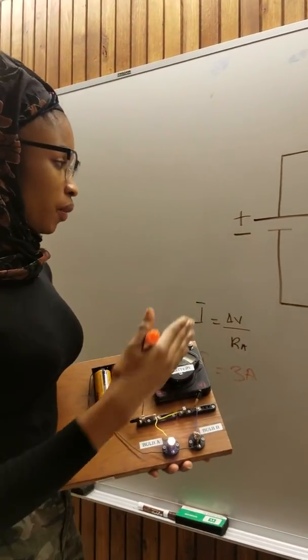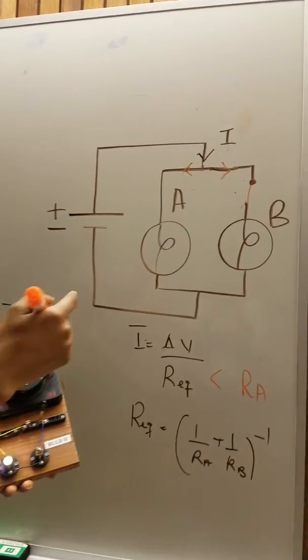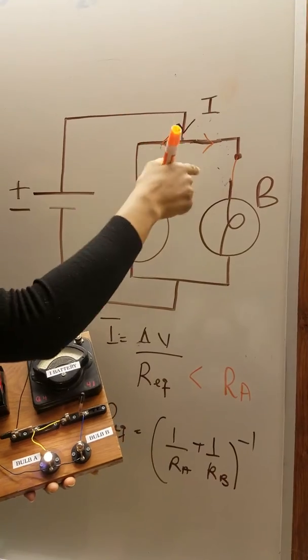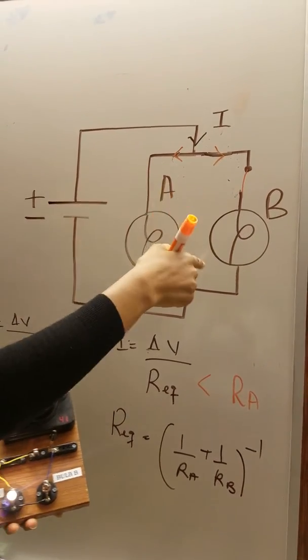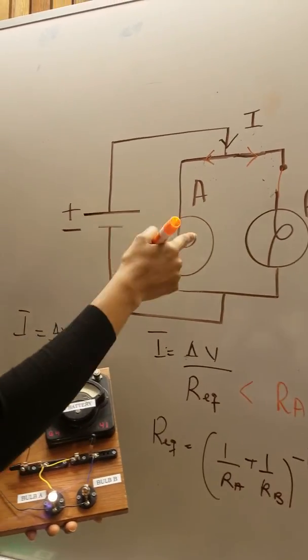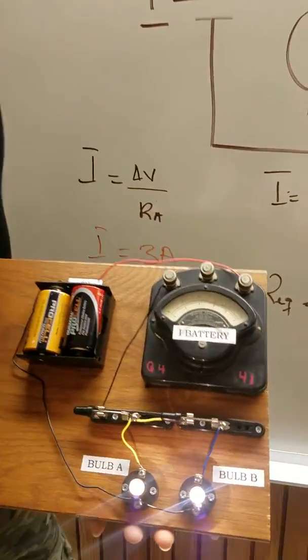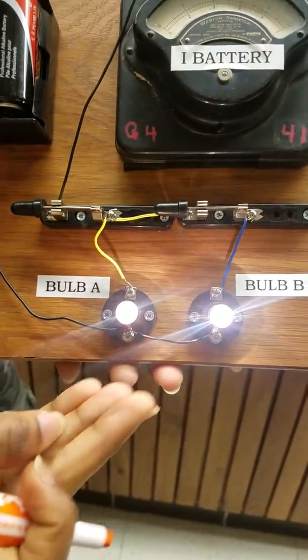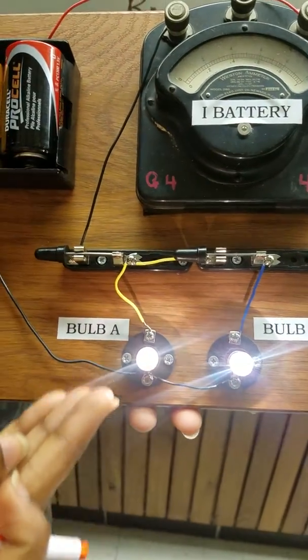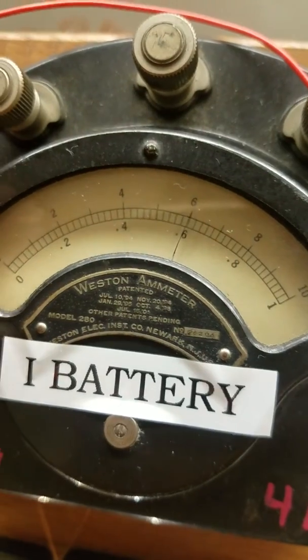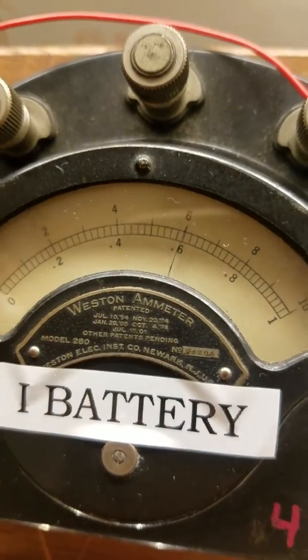So if this happens, the current will now be 2 times the initial current, and it will split into equal amounts to pass through bulb A and bulb B, and this will make bulb A and bulb B have the same brightness. Let's see what happens. As you can see, bulb A and bulb B have the same brightness, and when we look at the ammeter, we can see that the current has now doubled to 6 amps.